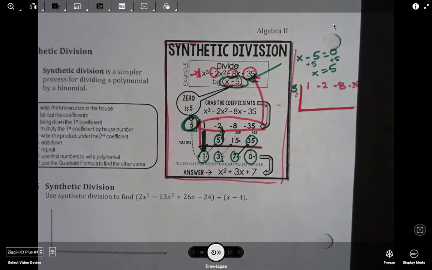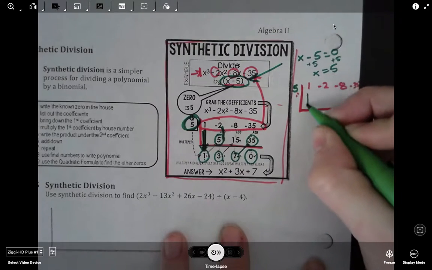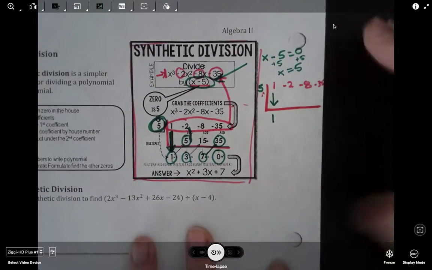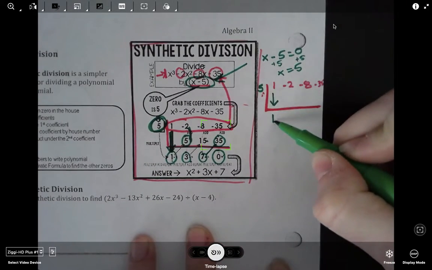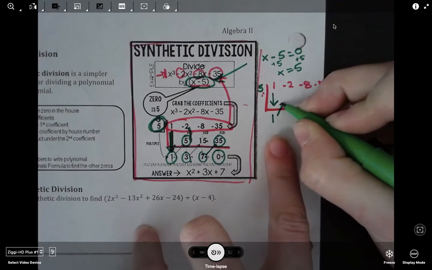Did you get lost? Yes. Yeah, I'll do that again. Okay? So the very first thing, after you get it all set up, by the way, is drop the 1. I'm going to do it over here on mine. The 1 comes down. And then what do you do? Multiply by 5, and that number goes here.